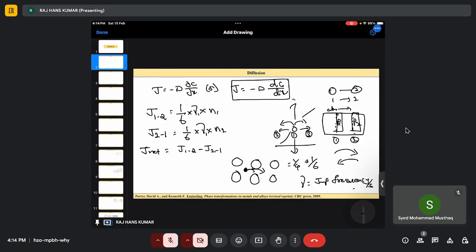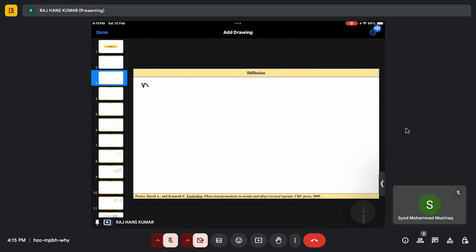That is my net flux, right? And that is my net flux. Now, upon substituting this here, if you take 1 by 6 as a common, now here frequency 1 and frequency 2. Suppose I assume there are similar number of atoms on plane 1 and plane 2, okay, then this will be epsilon 1 equal to epsilon 2 is equal to epsilon, so epsilon times n1 minus n2, right? Now, what is my n1?